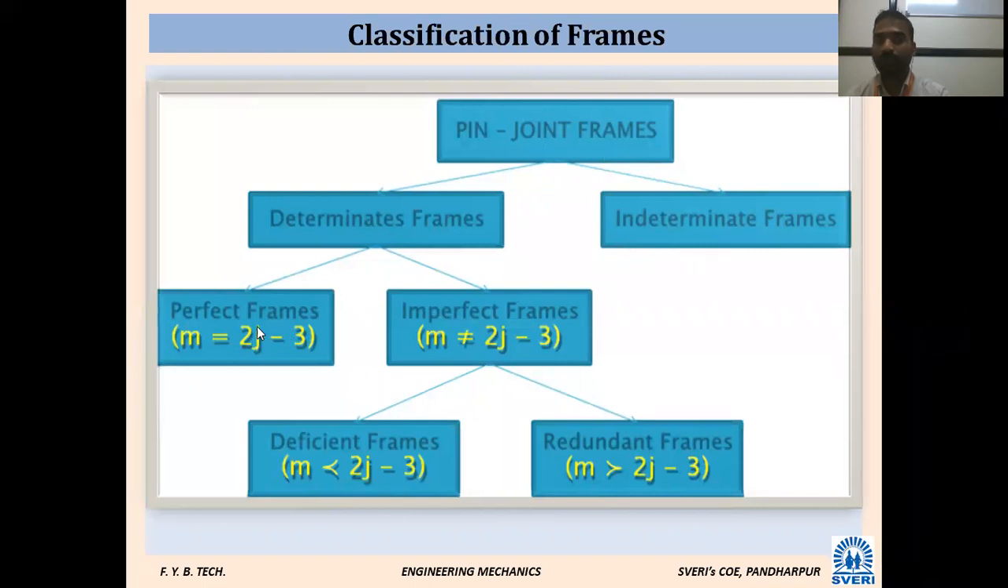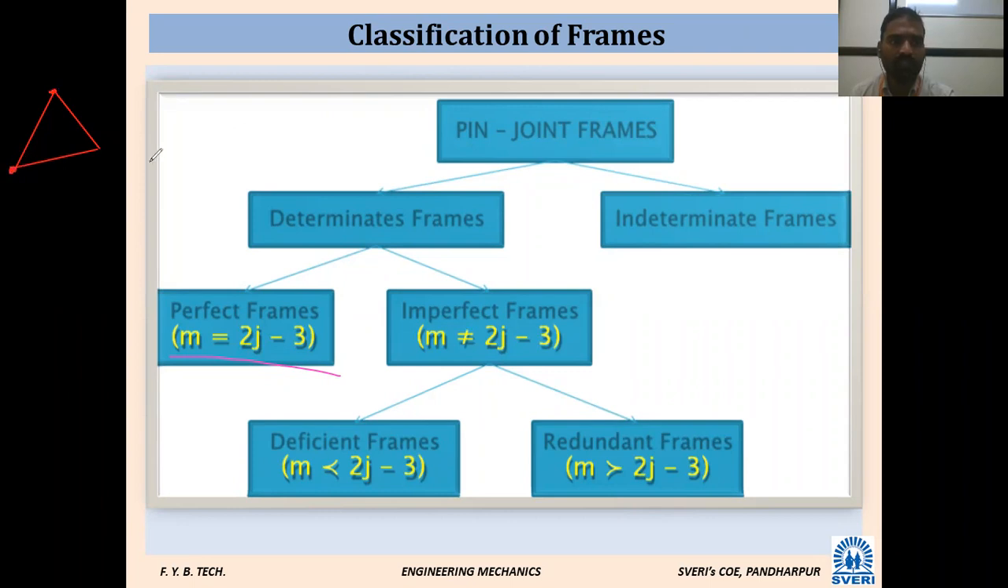So what is the formula for the perfect frame? m is equal to 2j minus 3. How has it come? How has this m equal to 2j minus 3 come? I will just take an example. I am taking an example. Members and joints, right, sir? What is this one? It is a triangular shape.